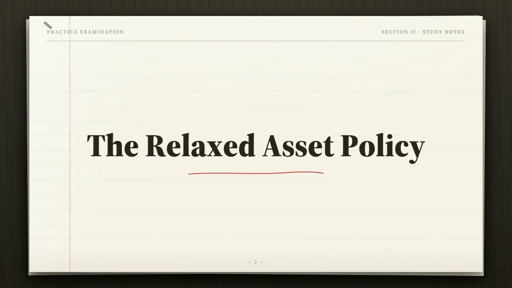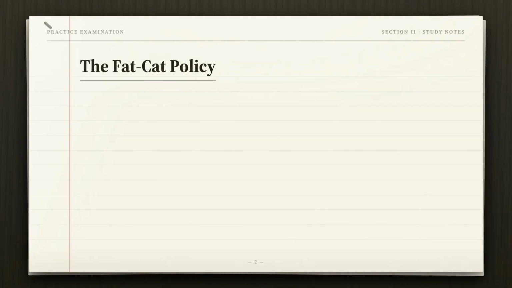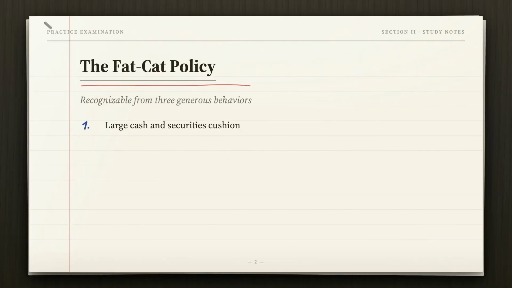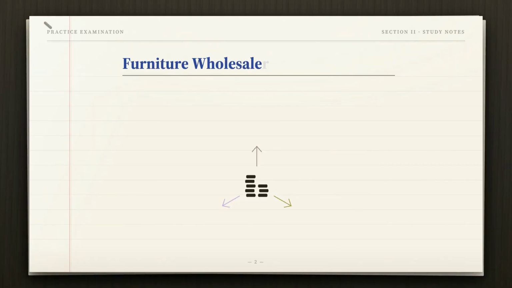A relaxed current asset investment policy is the opposite of restriction, and just like restriction, it shows up in behavior, not in a label. A relaxed company carries large cash and securities balances, stocks generous inventory with high safety stock, and extends credit liberally with lenient collection. Together, these push current assets high relative to sales, earning it the nickname the Fat Cat policy.